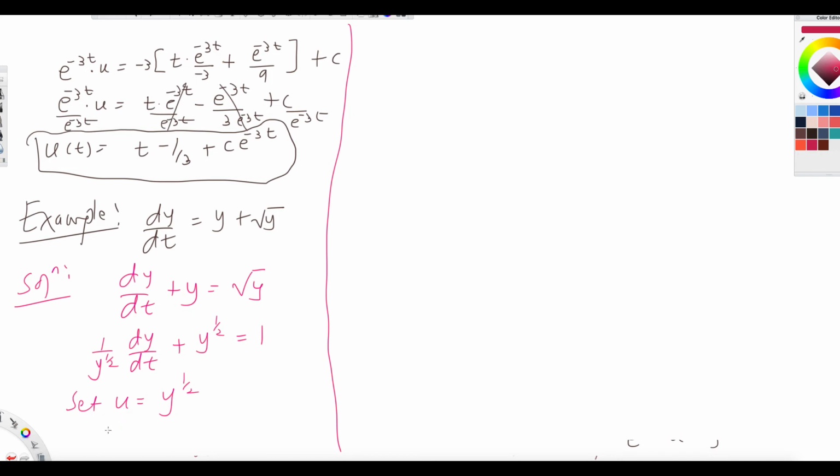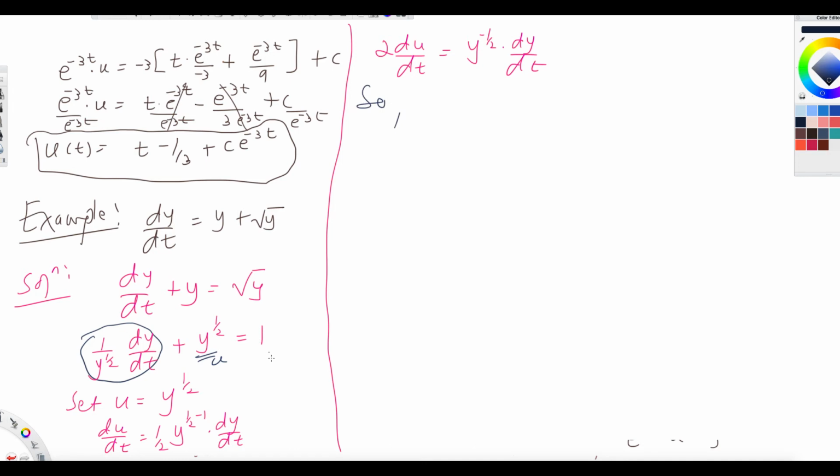Okay, now find the derivative. du over dt equals 1/2 y to the 1/2 minus 1, times dy over dt. So multiply by 2 on both sides. What do you get? 2 du over dt equals y to the negative 1/2 times dy over dt. Look at this, this guy is y to the negative 1/2 times dy over dt. That you can replace by 2 du over dt. And this is basically u, right? And equals 1.